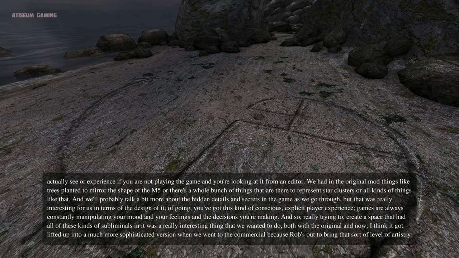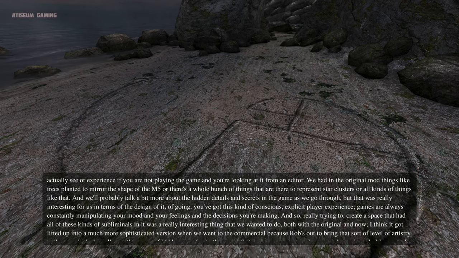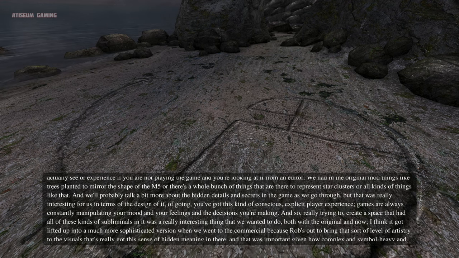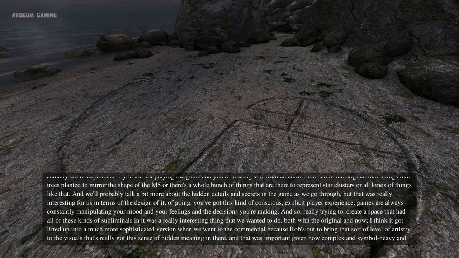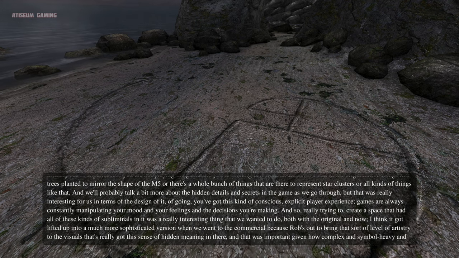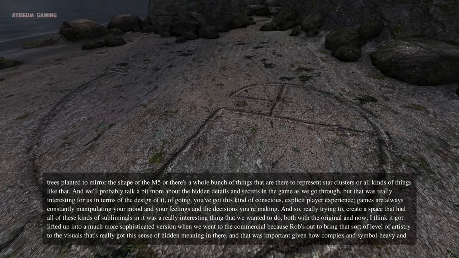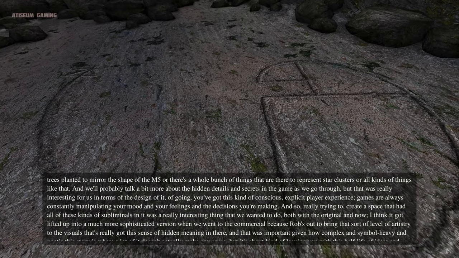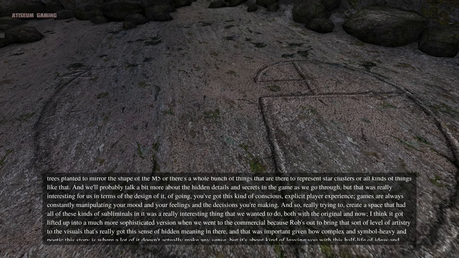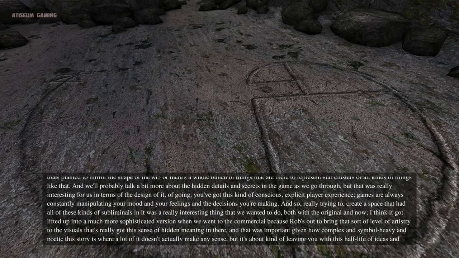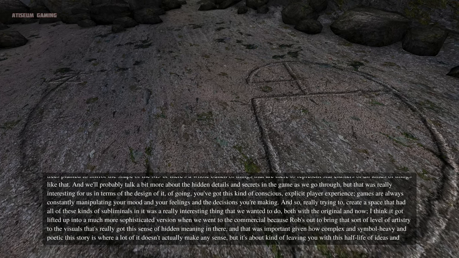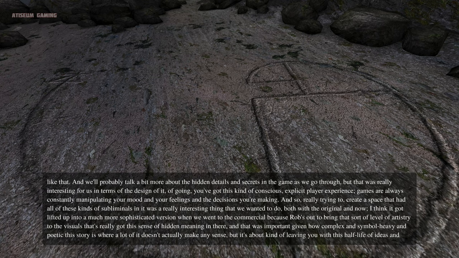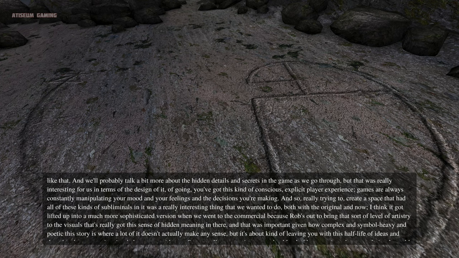But that was really interesting for us in terms of the design of it: you've got your conscious, explicit play experience, but games are always constantly manipulating your mood and your feelings and the decisions you're making. And so trying to create a space that had all of these subliminals in it was a really interesting thing that we wanted to do, both with the original, and then I think it got lifted up into a much more sophisticated version when we went to the commercial, because Rob was able to bring that level of artistry to the visuals that really got that sense of hidden meaning in there.